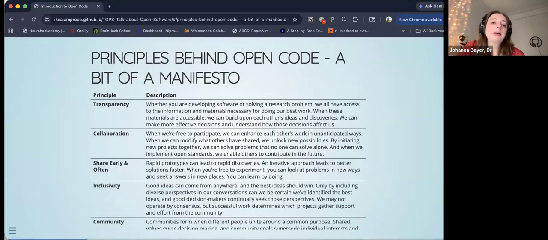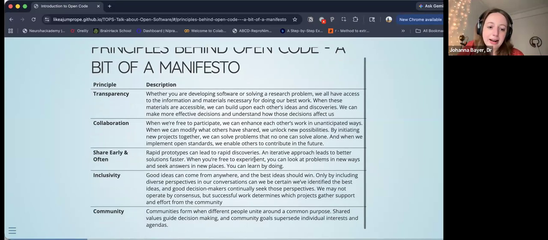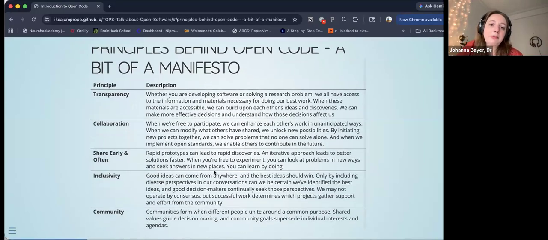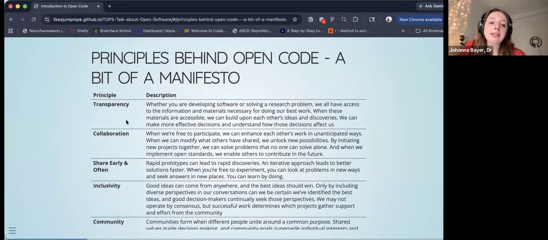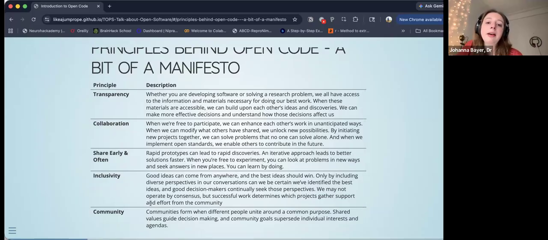The principles behind open code, a bit of a manifesto. That is a bit of a wordy slide, but I thought I'd put it all here. The principles behind open code are transparency, collaboration, share early and often, inclusivity, and community. Transparency: whether you're developing software or solving a research problem, we all have access to the information and materials necessary for doing our best work. When these materials are accessible, we can build upon each other's ideas and discoveries. We can make more effective decisions and understand how those decisions affect us.